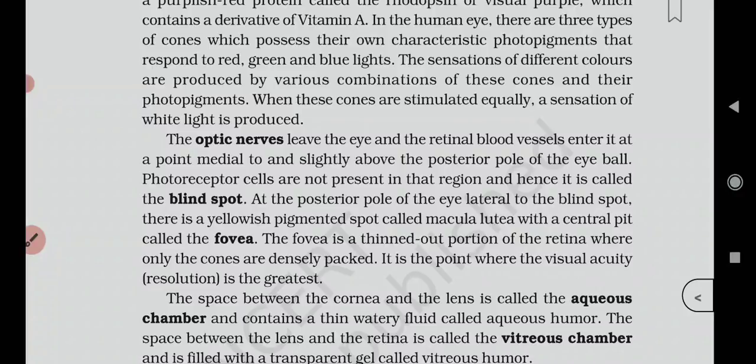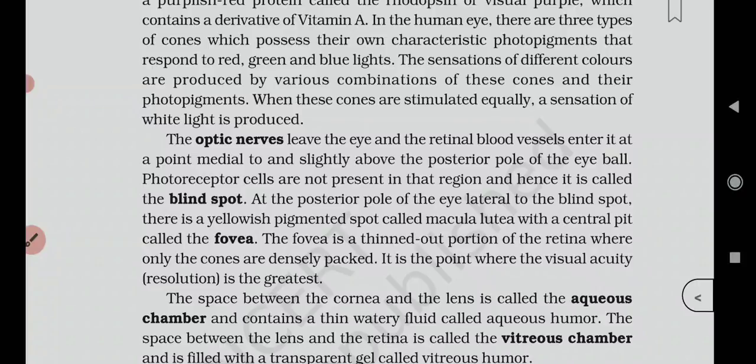Now let's talk about mechanism of vision. So the light rays in visible wavelength focused on the retina through the cornea and lens generate potential impulses in rods and cones. As mentioned earlier, the photosensitive compounds, photopigments in the human eyes is composed of opsin, a protein, and retinal, an aldehyde of vitamin A. So mechanism of vision: the light rays in visible wavelength focused on retina through the cornea and lens generate potential impulses in rods and cones.